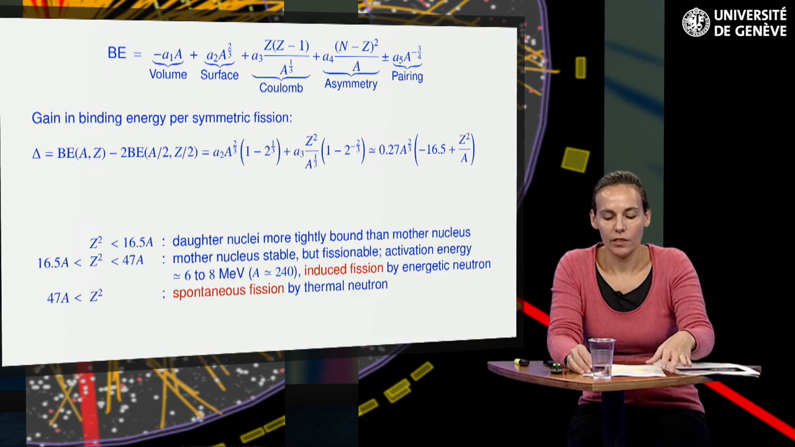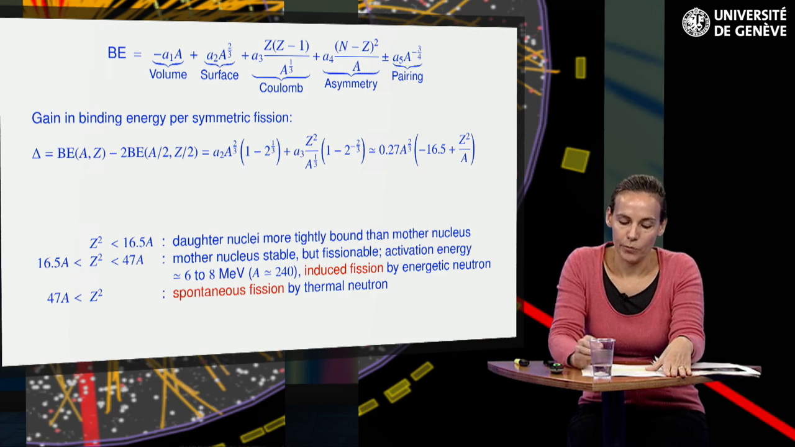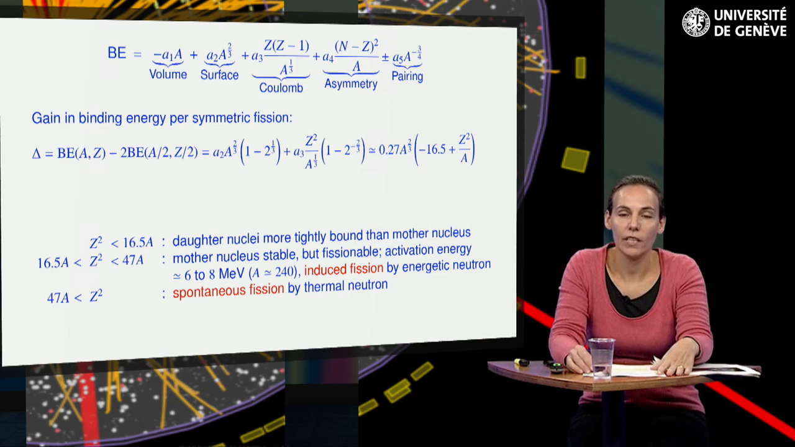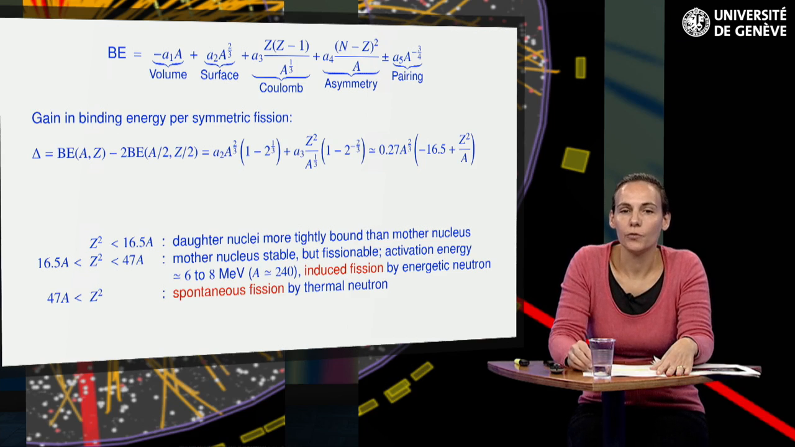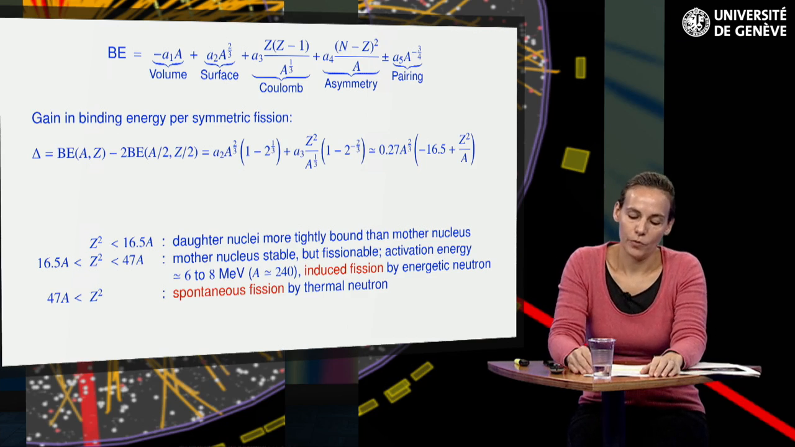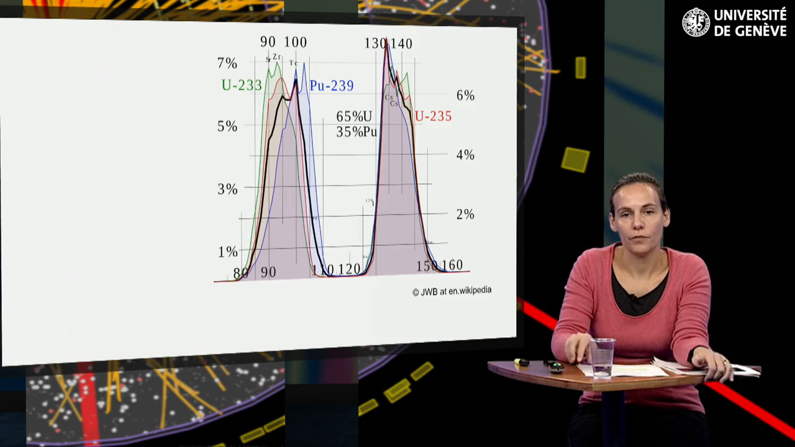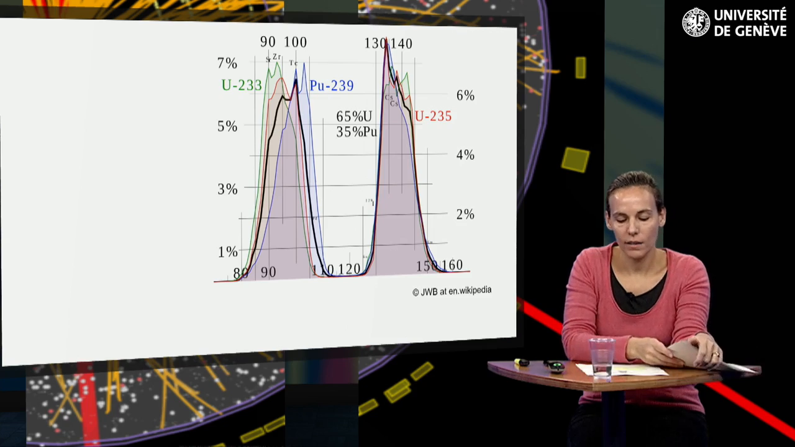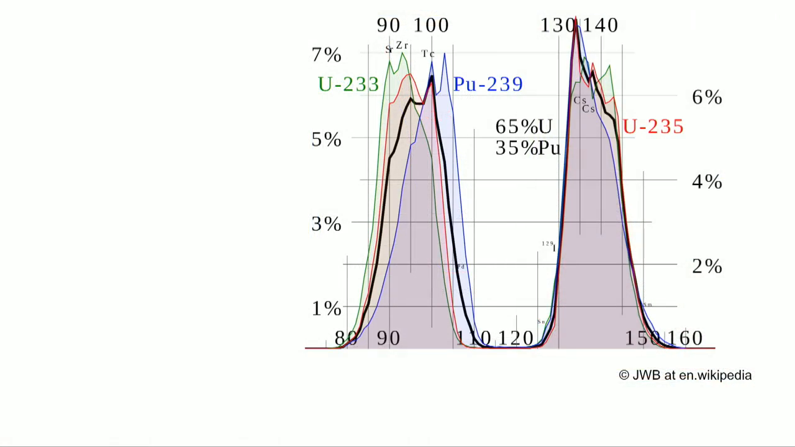We thus see that for the region of Z square between 16.5A and 47A, the spherical shape itself may be stable against fission, but it remains energetically favorable for the parent nucleus to split into two smaller ones when it is sufficiently perturbed. Beyond that zone, even a minor perturbation by a thermal neutron, for instance, will suffice to cause fission. Let us consider uranium isotopes as an example.